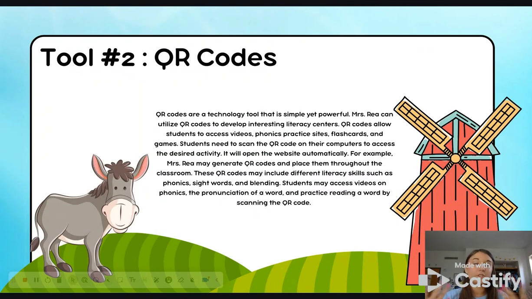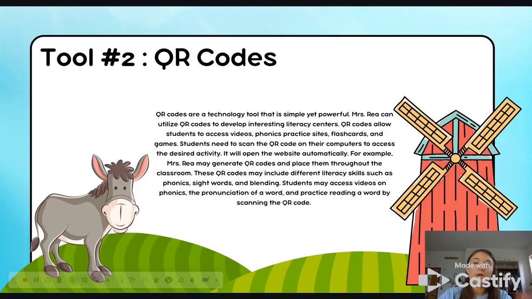So my second tool was QR codes, and this was in mind for her phonics stations because she does do those. QR codes are a technology tool that is simple yet powerful, and Miss Ray can utilize QR codes to develop interesting literacy centers. QR codes allow students to access videos, phonics practice sites, flashcards, and games. The students need to scan the QR code on their computers to access the desired activity. She also had access to iPads, and I believe she had 4 iPads, so you could do 4 groups. It will open the website automatically.